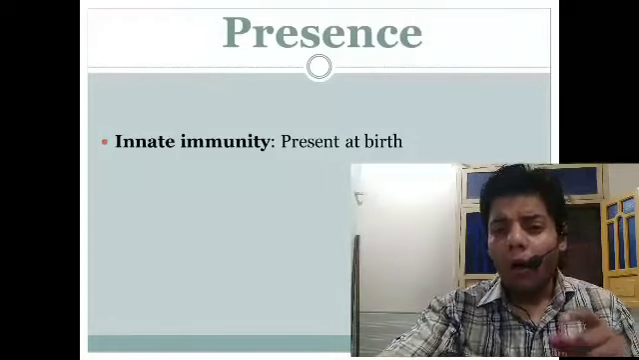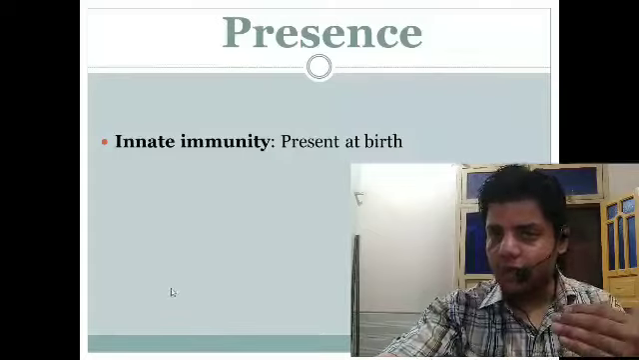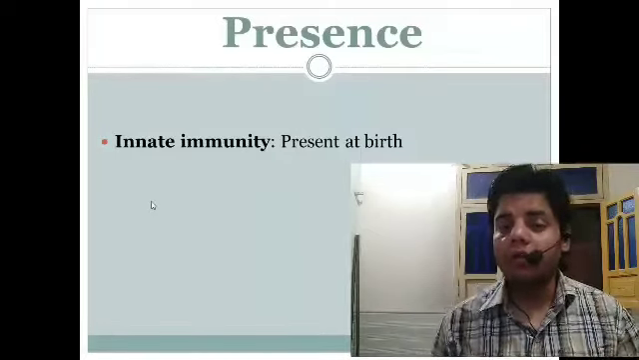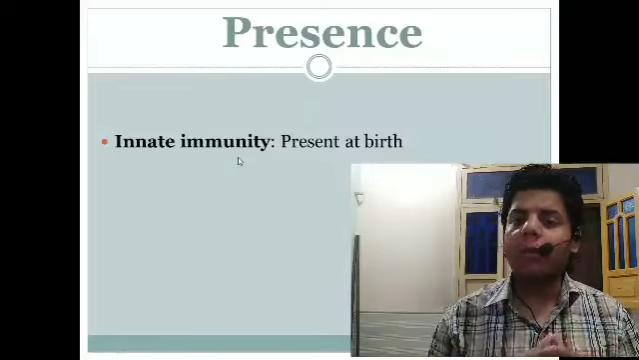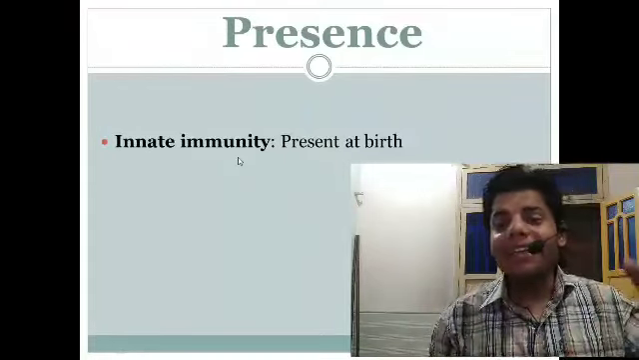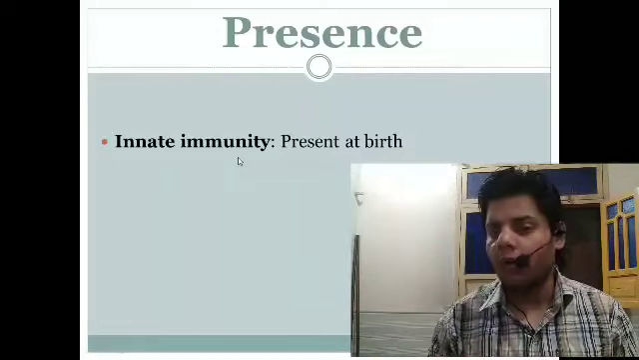Now, if we talk about the presence of innate and adaptive immunity, innate immunity is usually present at birth, or it is present inside our body from birth. We can take it from the parents, or it is usually present naturally inside our body.